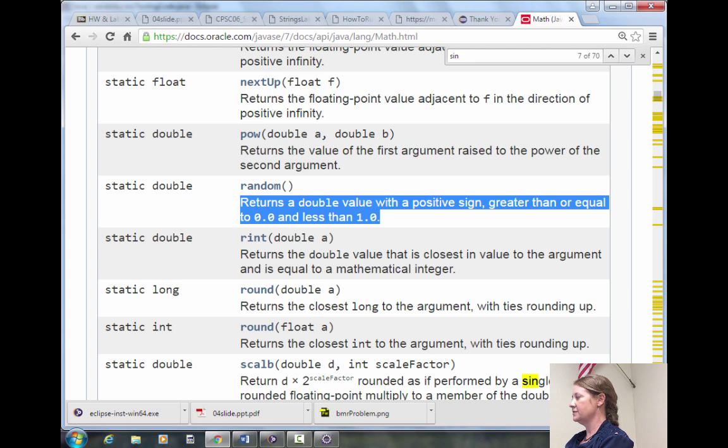RINT stands for round to the nearest integer. Okay. So that one's how we round. And then round takes in a float. And he shows you this cool trick. This is how we used to round numbers before the round function. You add 0.5 to a number, then you floor it, and you convert it back to an integer.